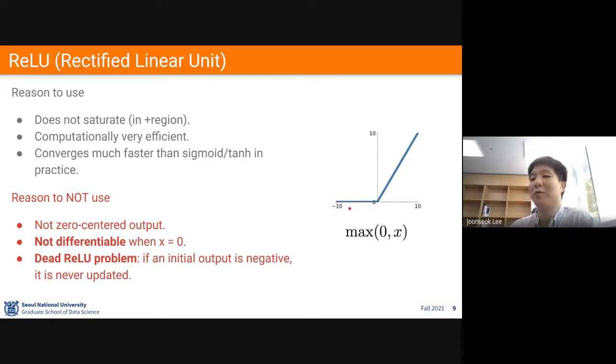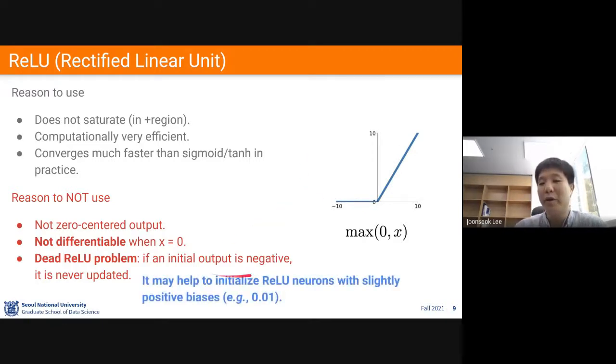So if the initial output of some node is negative, then that node will never be updated because of the characteristic of this function. So if you use ReLU, usually we initialize the value with slightly positive biases. Otherwise, it will be dead at the beginning, and you are not going to use that node at all.